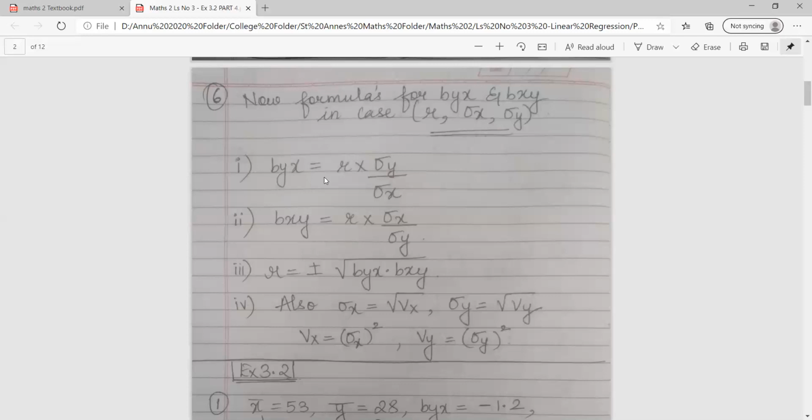Byx का formula पढ़ रहे. So who will remain on the top? y. And who will remain in the bottom? x. So r into standard deviation y upon standard deviation x. In the same way, we remember Bxy, r into standard deviation of x divided by standard deviation of y.